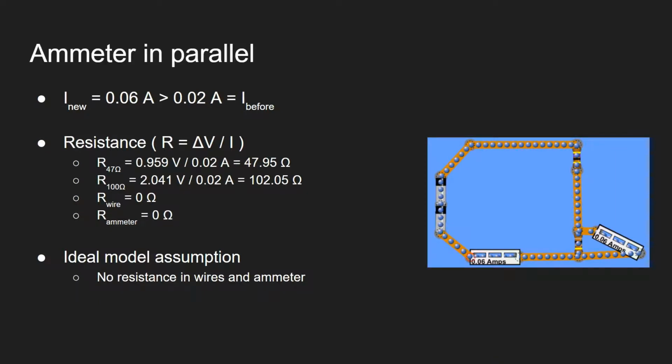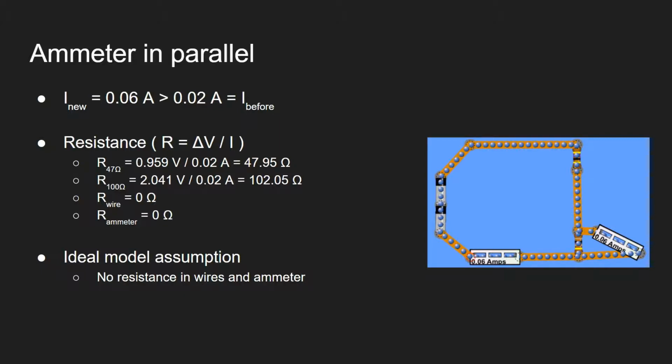Looking at the ammeter in the parallel circuit, you can see the new current was greater than the previous current, which was 0.06 amps, and this is because now the current can move into the ammeter without going through the 100 ohm resistor, and this makes it easier to move through the circuit.